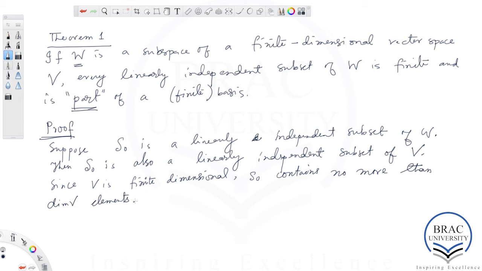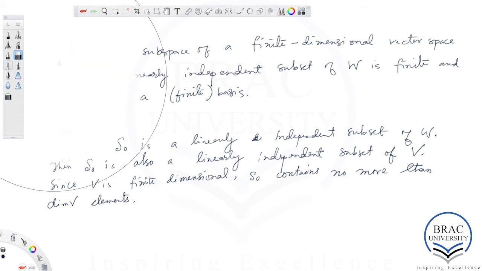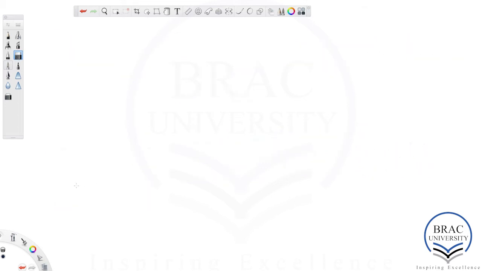Okay, so in other words, we need to prove that the linearly independent set S0 can be extended to a basis for the subspace W. Let us see how we can prove this. Let me erase everything. We extend the linearly independent set S0 to a basis for the subspace W as follows.